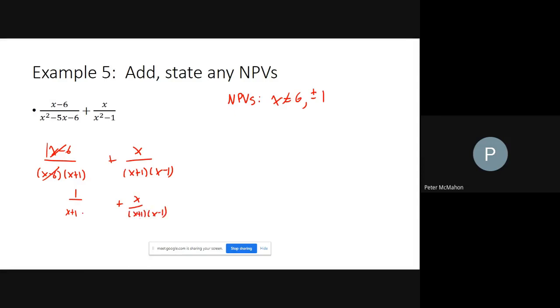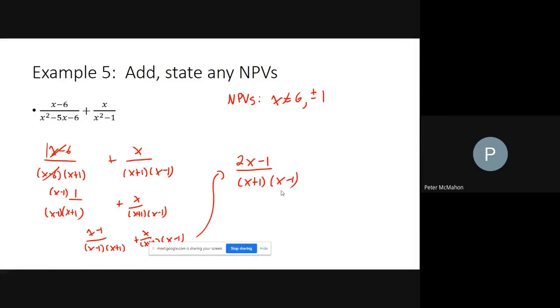So now we have an x plus 1, which is already common, but we need an x minus 1 in the denominator here, like this. So we get x minus 1 over x minus 1, x plus 1, plus x over x plus 1, x minus 1, which is, I can add my numerators now, 2x minus 1 over x plus 1, x minus 1. All right, so we've stated our non-permissible values, we've factored everything correctly, and we've added these correctly as well.